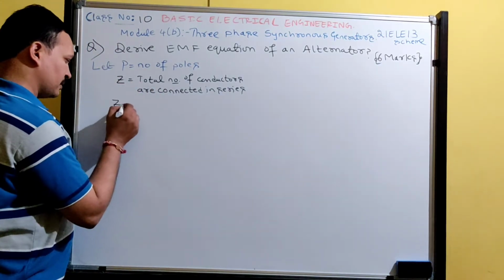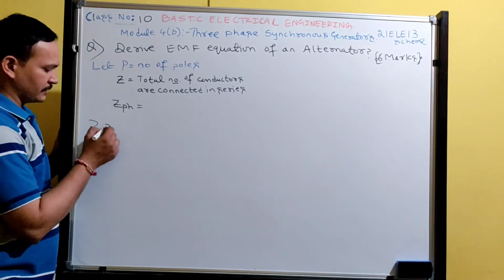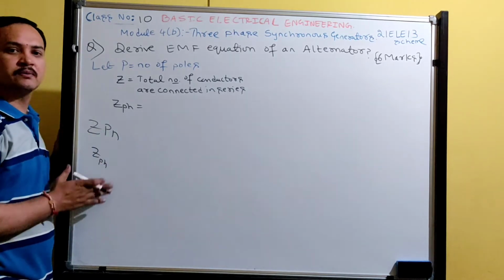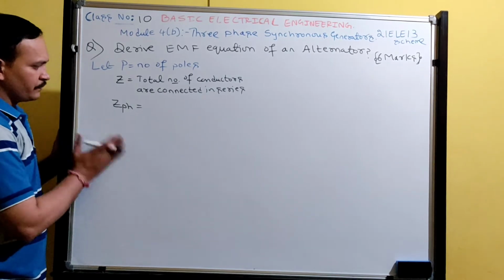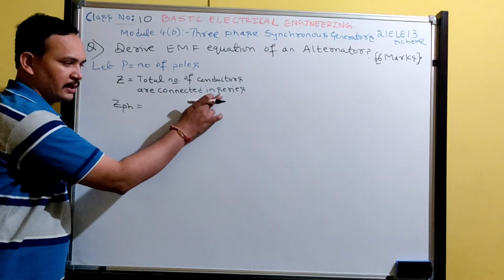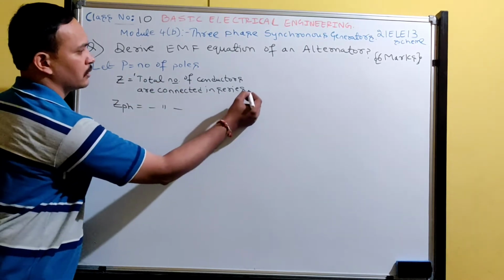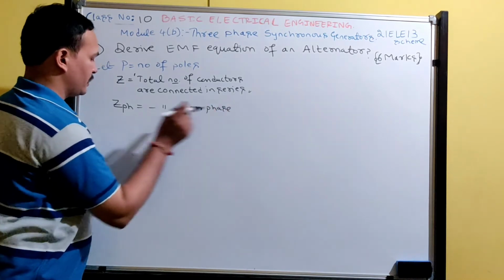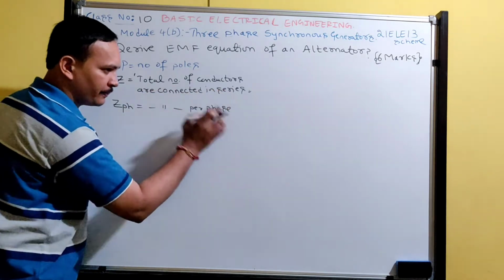Next is Z_PH. Z suffix PH. Don't write it as one continuous word; write Z with a suffix. This is correct, this is wrong. Now, Z_PH means the total number of conductors connected in series, the same definition as above, but you should write per phase. Z_PH is the total number of conductors connected in series per phase.